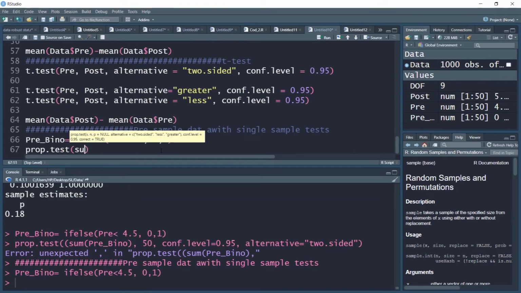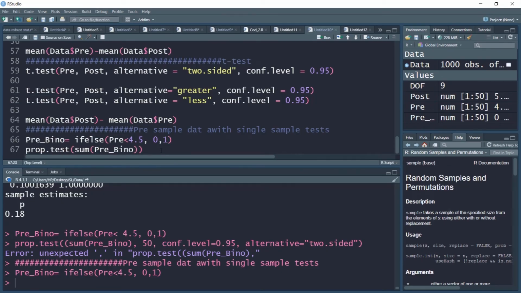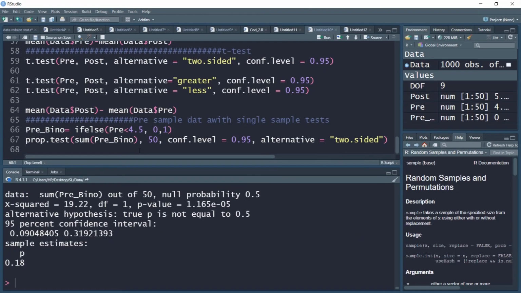We can use that. We'll use the summation of pre-bino, that means all those with a score of 1, and we'll provide the sample size, which is 50. We'll provide the confidence level, which is 0.95, that means 5% of significance, and we'll provide the alternative argument as two-sided. If I run this function, essentially I'm testing a hypothesis that whether it is a score of 0 or individual score of 1, that means there are two binary scores, 0 or 1, there's equal probability of any individual having these scores.